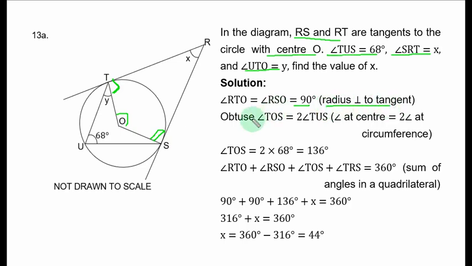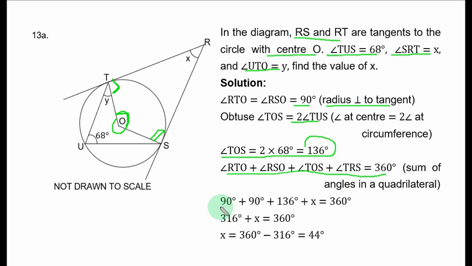Now, obtuse angle TOS, that is this angle. One is obtuse, the other one is reflex. We are interested in the obtuse angle. That angle is equal to 2 times angle TUS. Angle at center is equal to 2 times angle at circumference. So angle TOS is equal to 2 times 68 degrees, and that is 136 degrees.